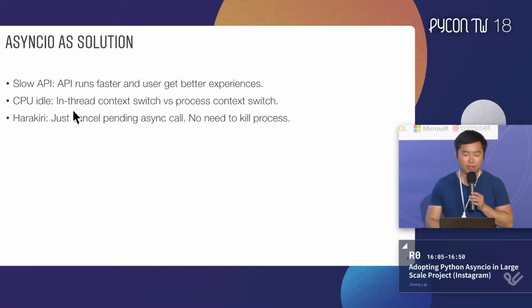And in async I/O, we are doing an in-thread context switch. The overhead should be less than a process context switch. And for the hierarchy problem, if we run multiple requests in the same thread using async I/O, when one of the requests is pending for a very long time, we can simply ignore it. It won't block other requests, and we can even just cancel the async task without killing the process. So it can also help us reduce some overhead.